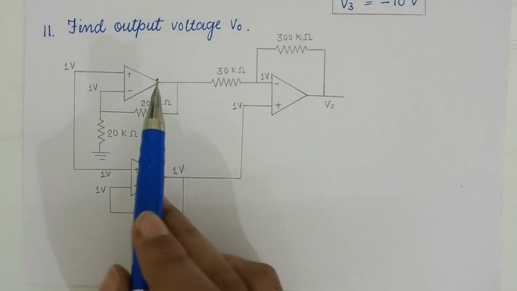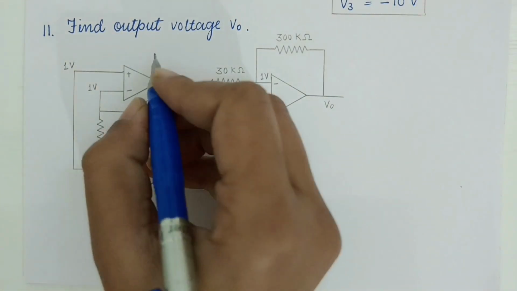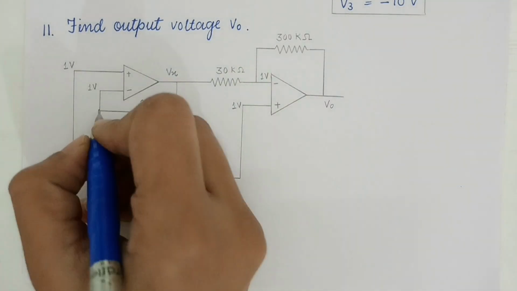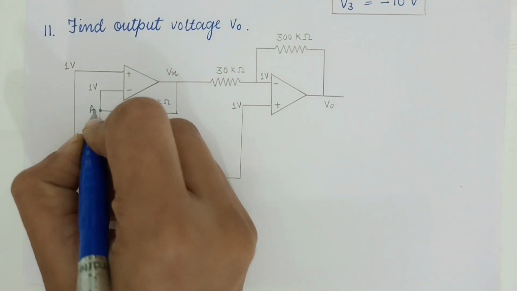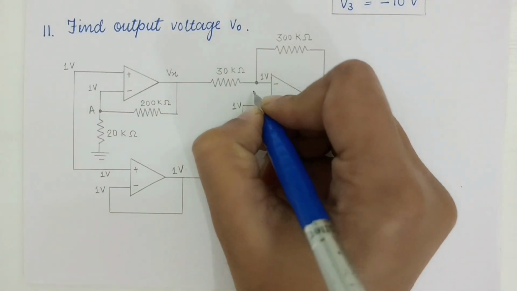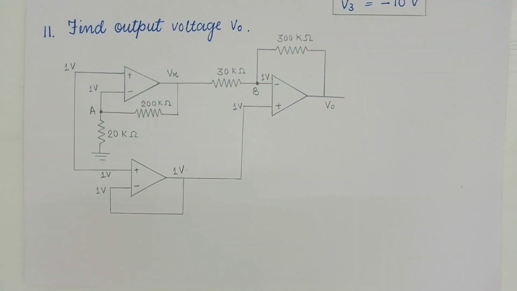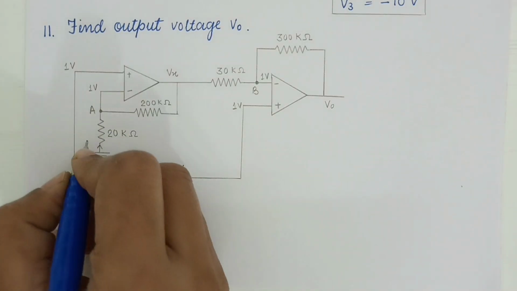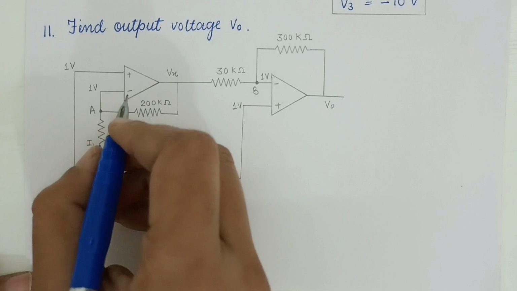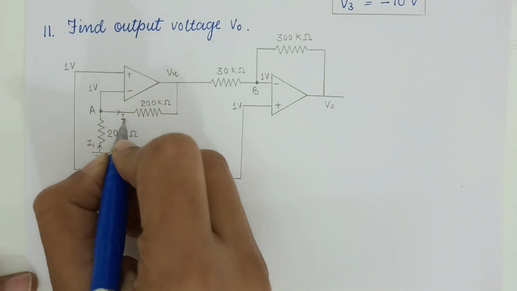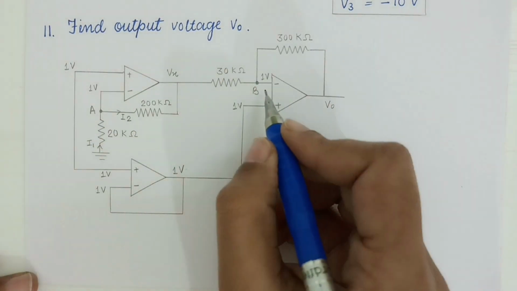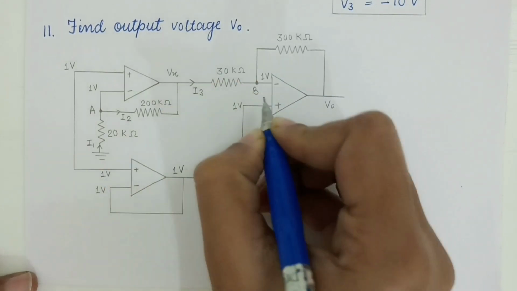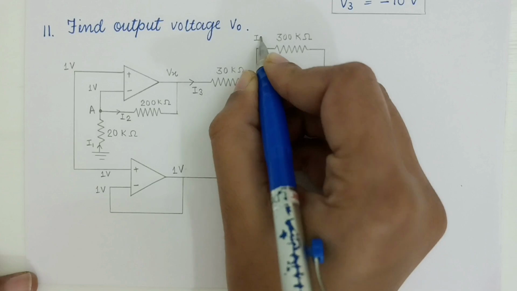So what is left? Only this point is left. Let this unknown voltage be Vx. Now let's mark the points. Let this point be A and this point be B. Now let's mark the direction of the current. The current entering from this side, let's say it is I1, and this outgoing current be I2. And around B, let's say this entering current is I3 and this outgoing current is I4.